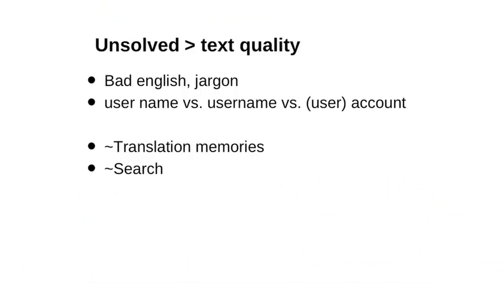Then there are some problems we still haven't solved. Maybe someone else has, I don't know. And it basically is about the quality of the text you are translating. There is usually lots of bad English because developers speak different languages. And there's usually lots of jargon, which even the end users of the software don't understand. And well, translators don't either.